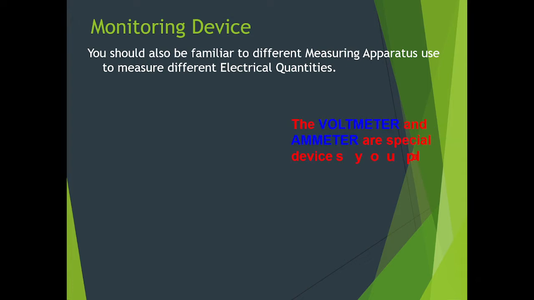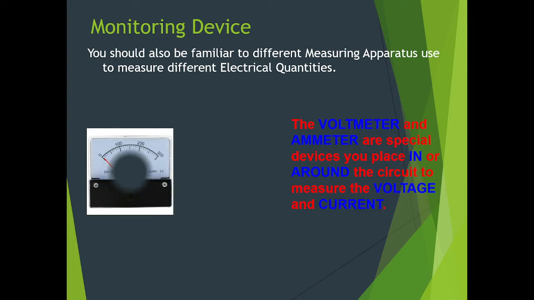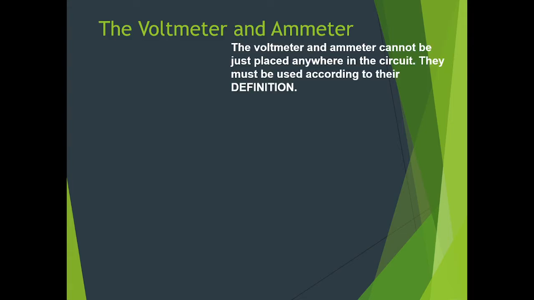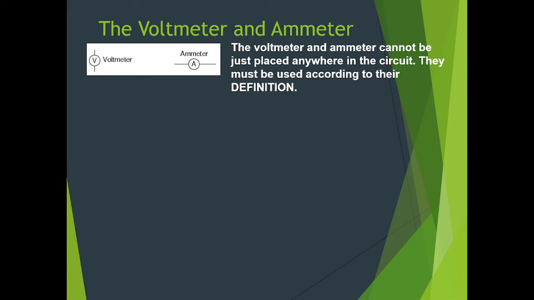We introduce the voltmeter and ammeter. They are special devices you place in or around the circuit to measure the voltage and current. The voltmeter and ammeter cannot be just placed anywhere in the circuit. They must be used according to their definition.